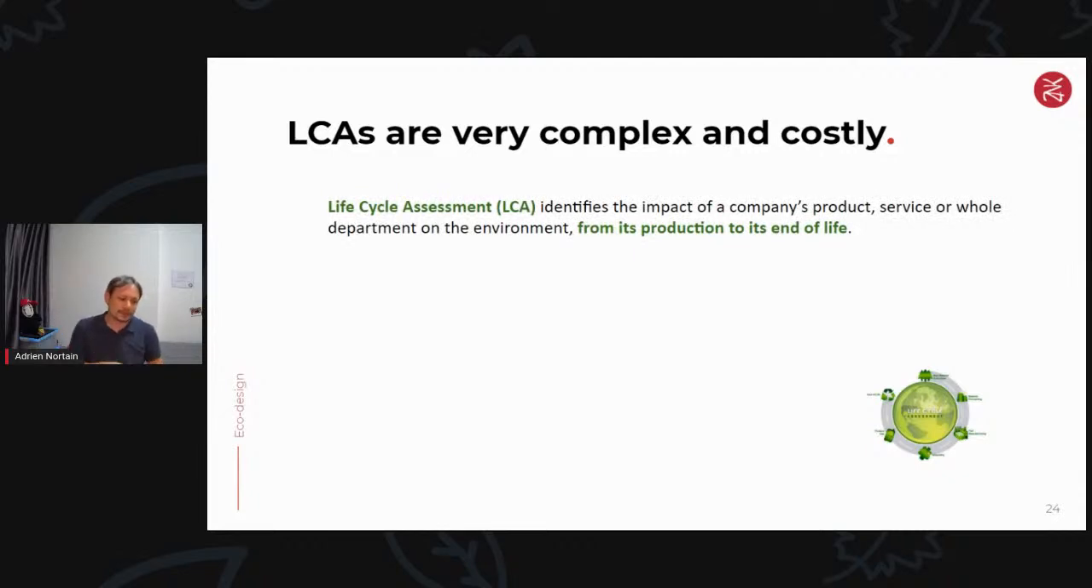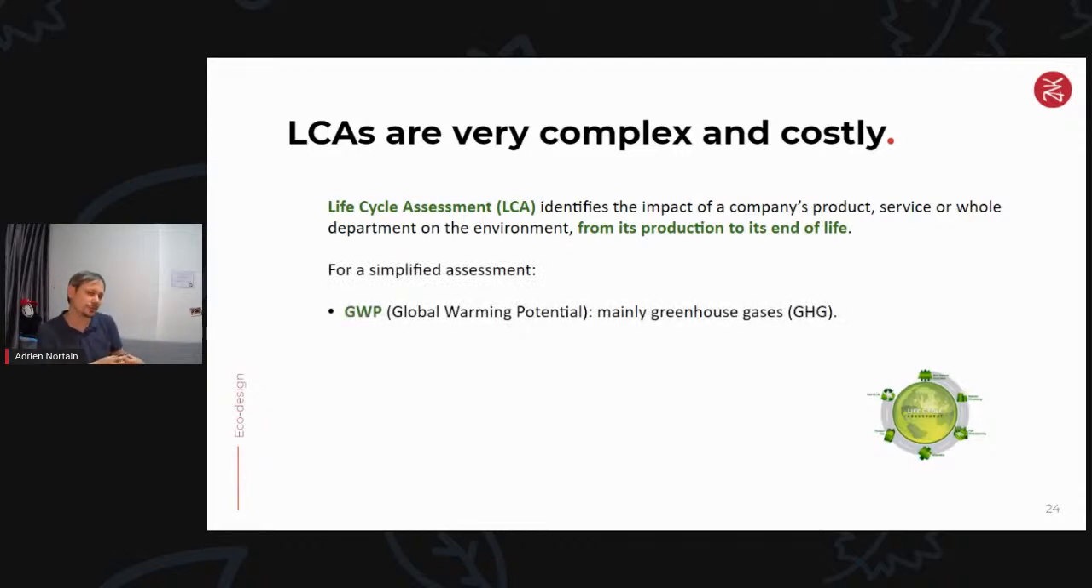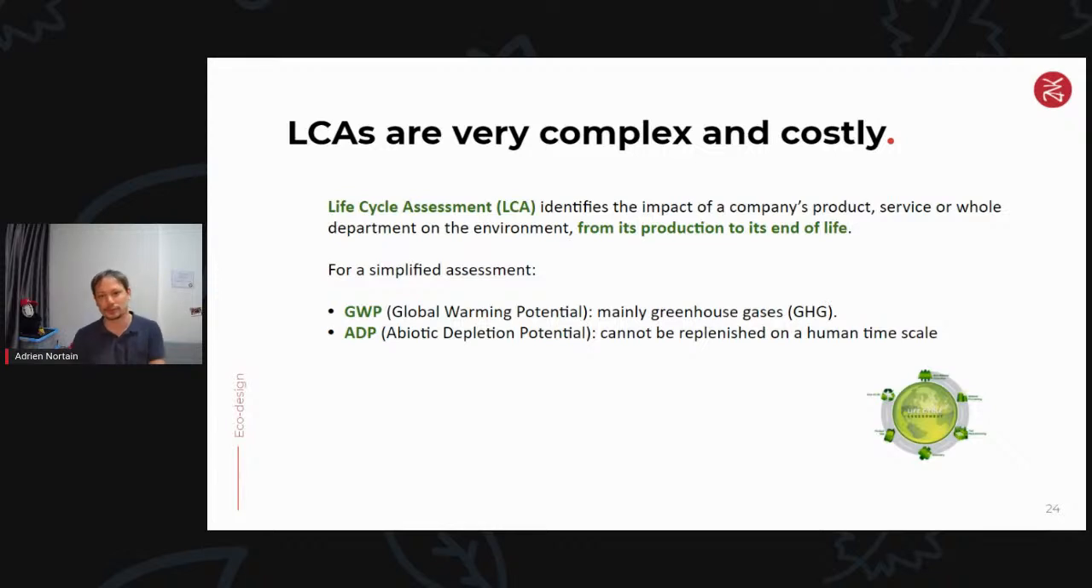So we have LCAs because they identify the impact of a company's product, a service, a whole department and all. But usually we try to have a simplified assessment, because otherwise you have more than 15 different things to look at. Here you can look at just the impactful ones. So GWP, the global warming potential. Are you contributing to greenhouse gases? Of course, this is very difficult to assess because it depends where you are running your services, in which data center, where this data center is, and how it is powered. All of this will influence that.